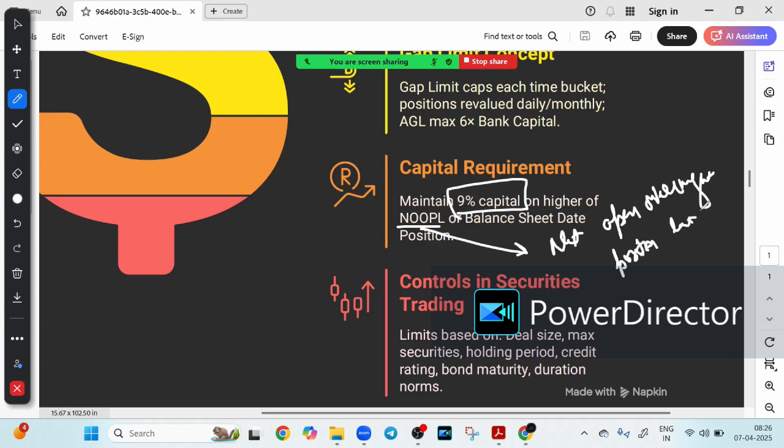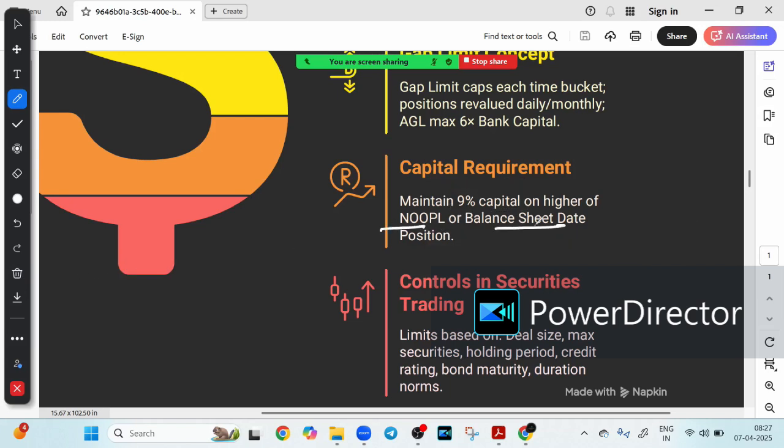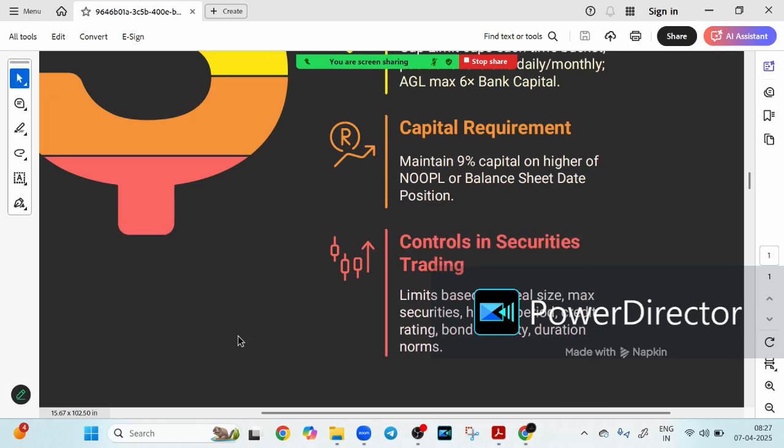So the bank must maintain a 9% capital buffer either on their NOPL or the balance sheet date position, either of the two. Whichever is higher, 9% of that. Then look at the control in securities trading.